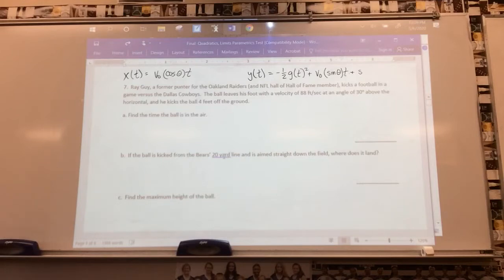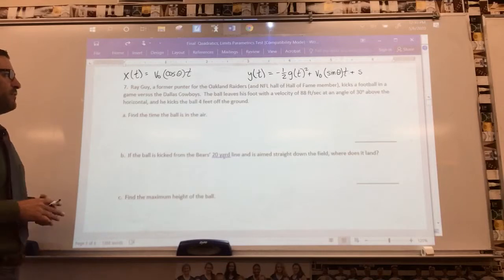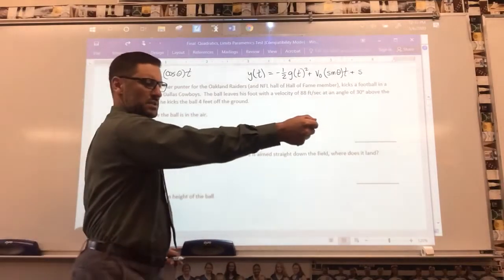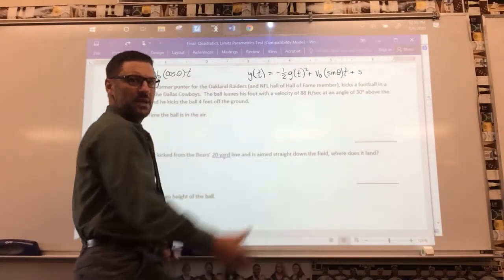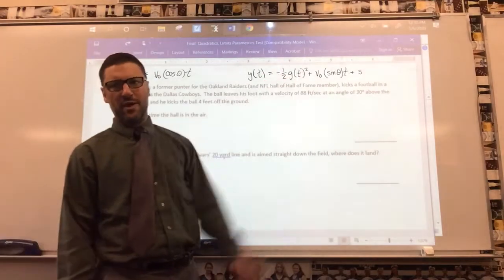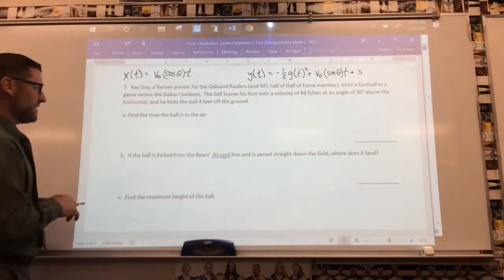a football in a game versus the Dallas Cowboys. The ball leaves his foot with a velocity of 88 feet per second at an angle of 30 degrees above the horizontal, and he kicks the ball 4 feet off the ground. If you know anything about punting, you hold the ball up and your foot goes up and gets it. So the ball was actually off the ground when he kicked it. Find the time the ball is in the air.